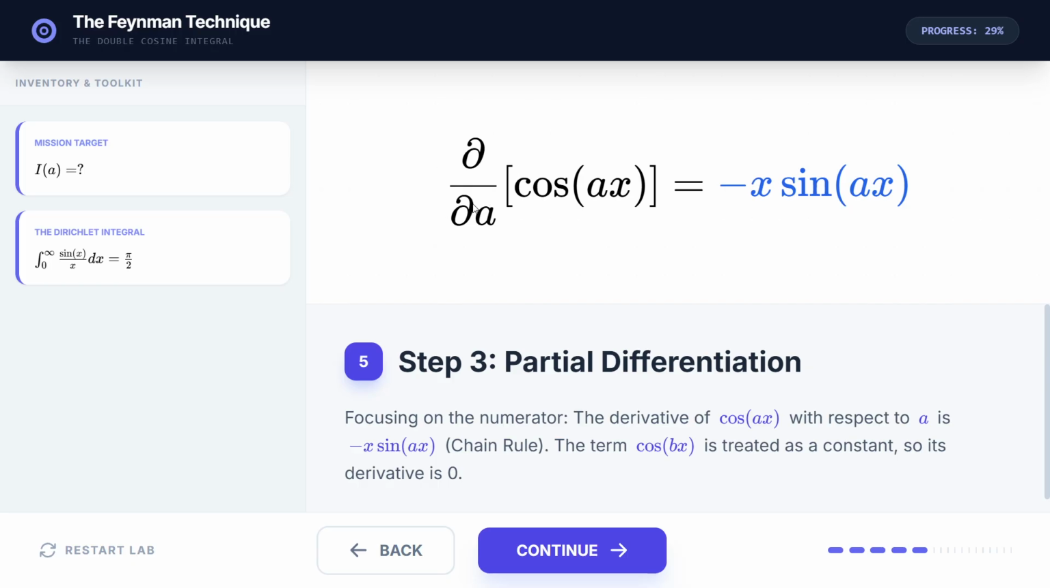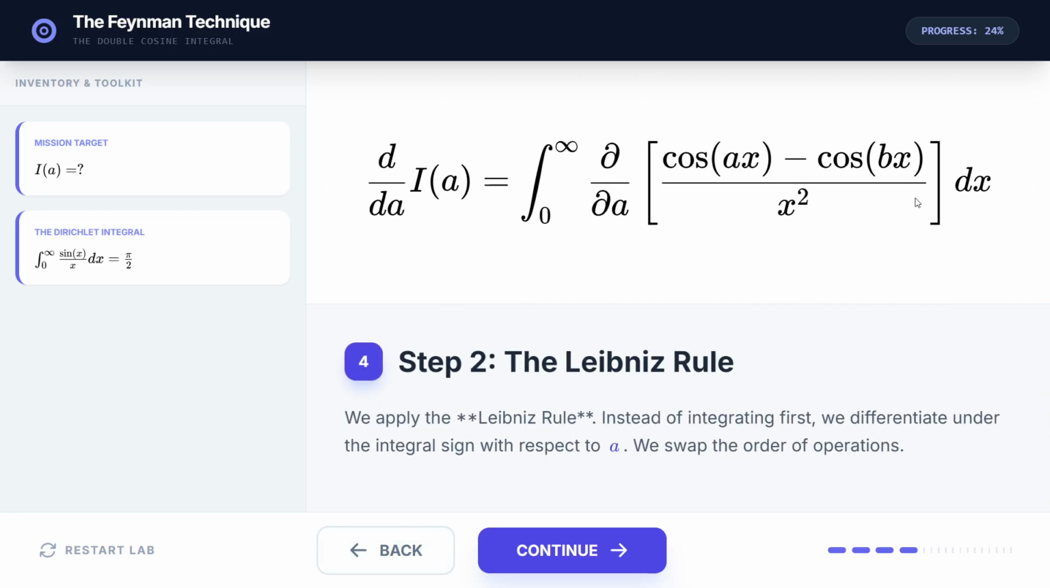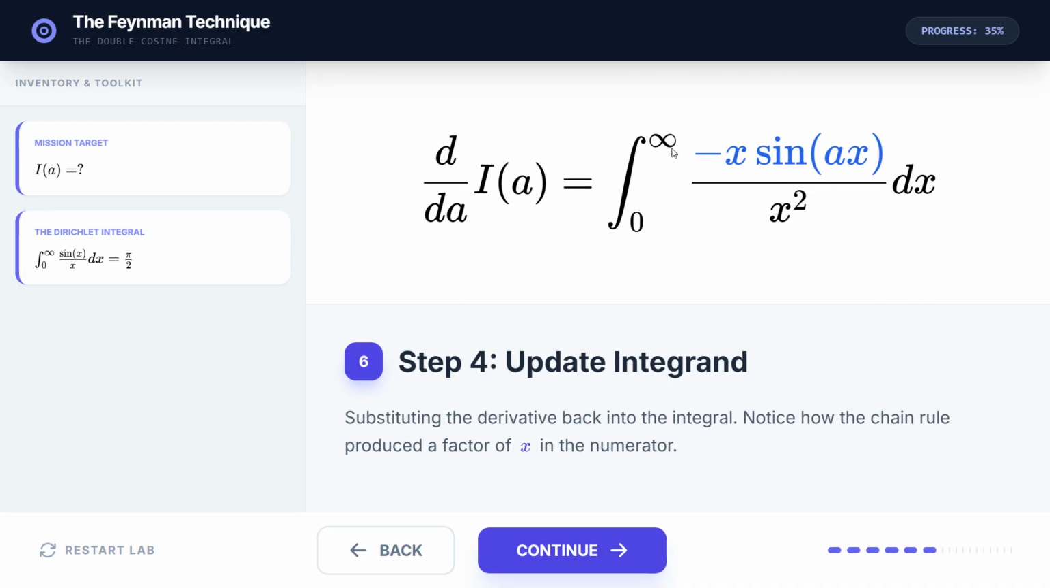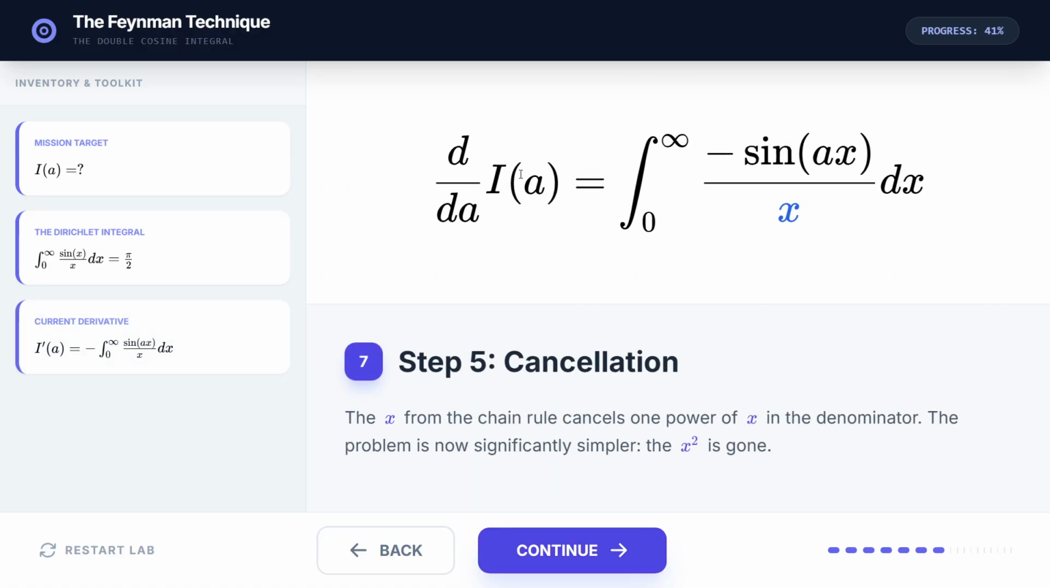All right, so if we take the partial with respect to a of the integrand, you'll notice that the only part that relies on a is this. So that's the only thing we need to take the derivative of, and its result with respect to a is this, negative x sine ax. So we put that in there, and now this is our I prime of a, and you'll notice these x's will cancel. So now we just have I prime of a is equal to this.